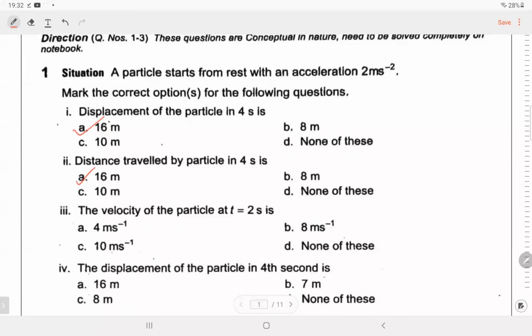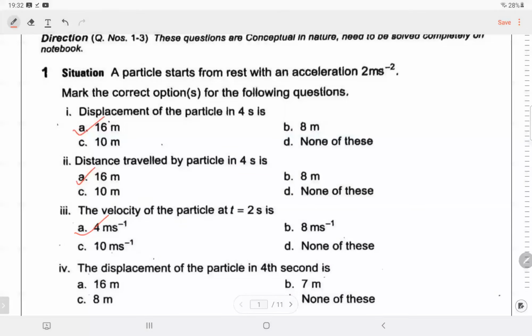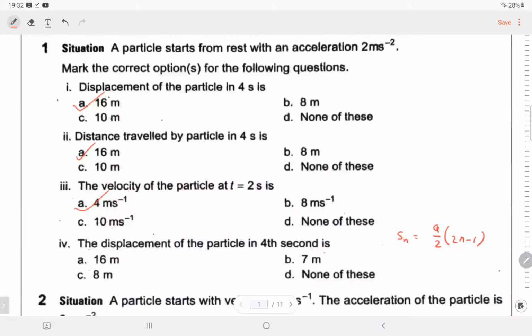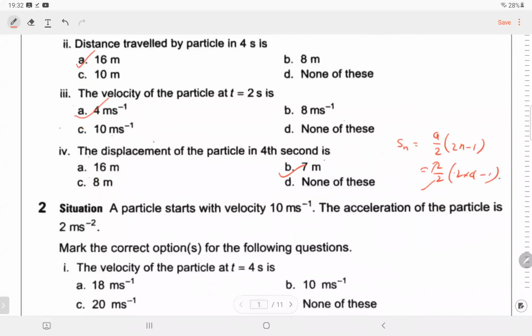Velocity of the particle at t is equal to 2 seconds, v is equal to u plus at, u is 0, 2 into 2, so that's 4. Displacement of the particle in the 4th second. So we'll use that nth second equation. u is given as 0, a by 2 times 2n minus 1. What is the answer for the 4th part? Displacement covered in the 4th second is how much? 7. Yes, a is 2, so 2 by 2 into 2 into 4 minus 1. 2 by 2 is 1, 8 minus 1, 7 meters.